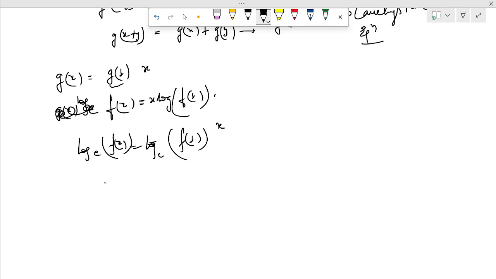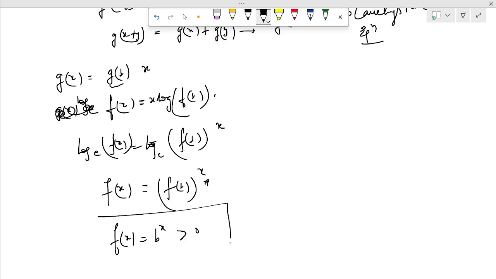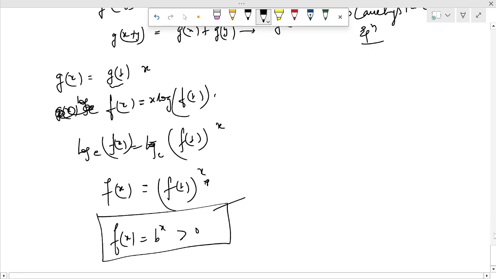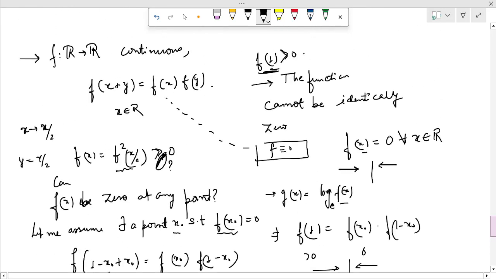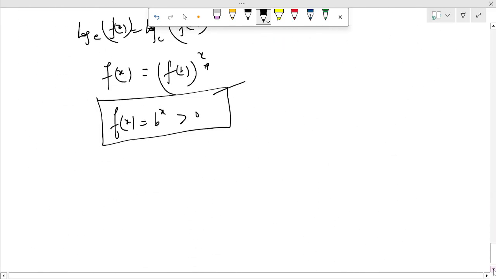And from here we can write, since f(x) is a one-one function, f(x) must be equal to f(1) raised to power x, and this f(1) I'll write as b or something. So f(x) is equal to b raised to power x, and it will be a strictly greater than 0 function. So all exponential kind of functions are going to satisfy this functional equation. This is one important thing one has to note.